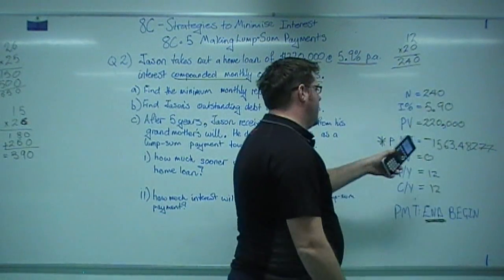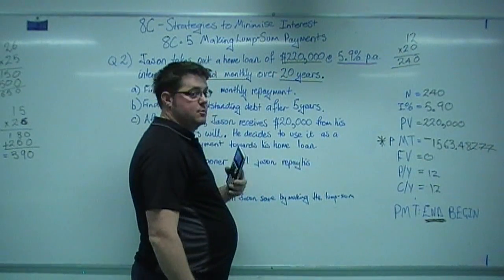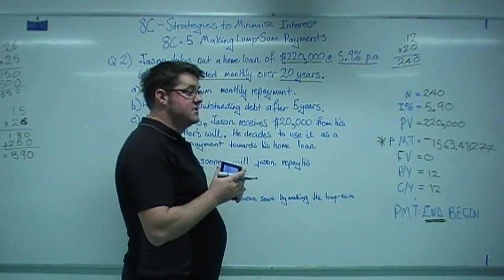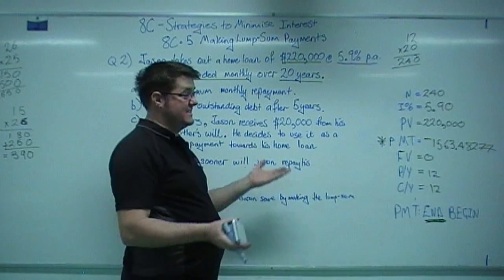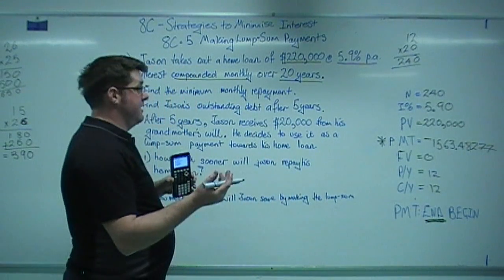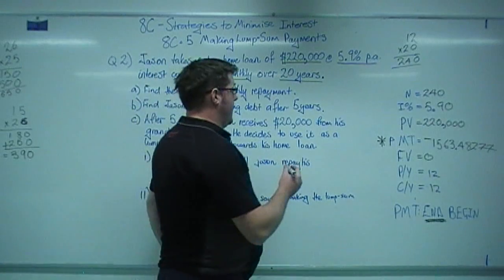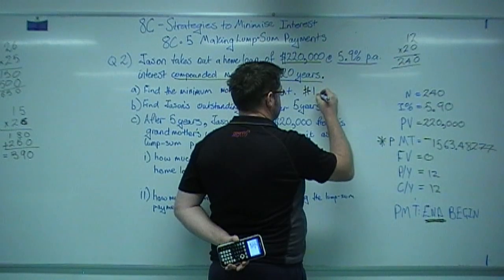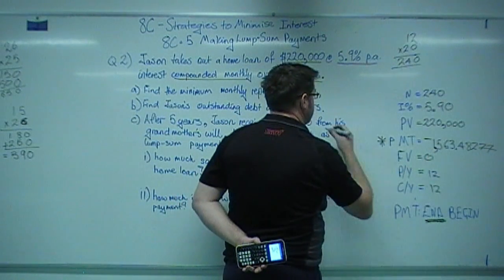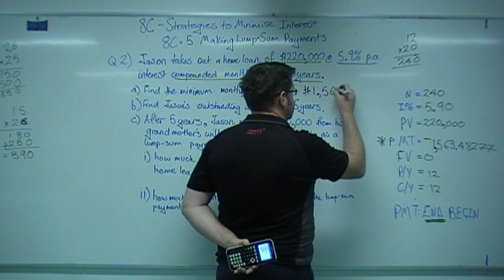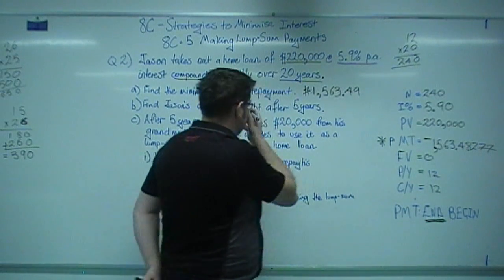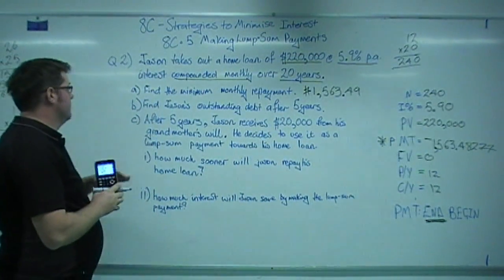0.48277, but we can't pay a decimal point of a cent, so we always have to go up. This term in mathematics is actually called ceiling. So we need to take the ceiling of that term. So the minimum repayment will be $1,563.49.